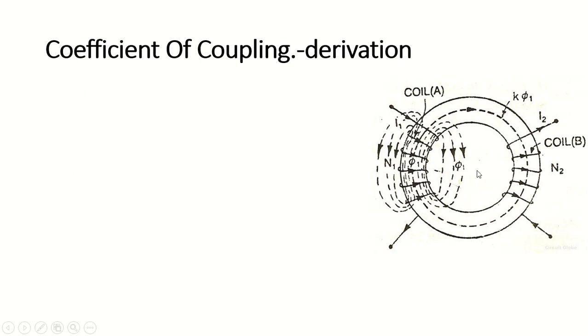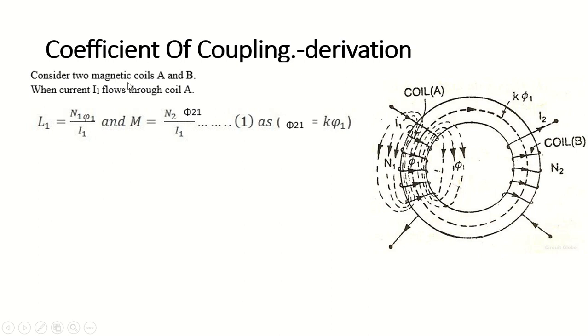Next we can see the derivation. Consider two coils A and B. When current I1 flows through coil A, what is the self-inductance of the coil? We have already studied the derivation of L1. With N1 the number of turns in coil A, phi1 the flux linkage in coil A, and I1 the current in coil A, L1 equals N1 phi1 by I1.